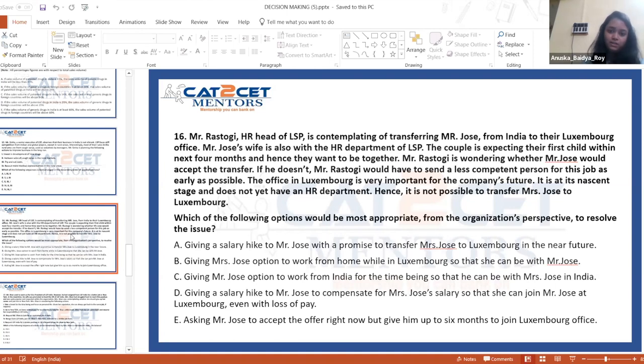Okay, the office in Luxembourg is very important for the company's future. It is at its nascent stage and does not have an HR department, and hence it is not possible to transfer Mrs.